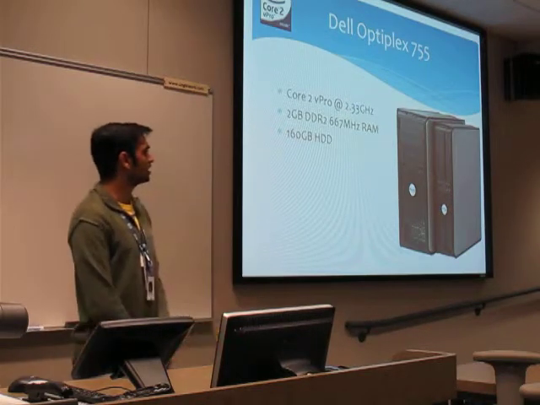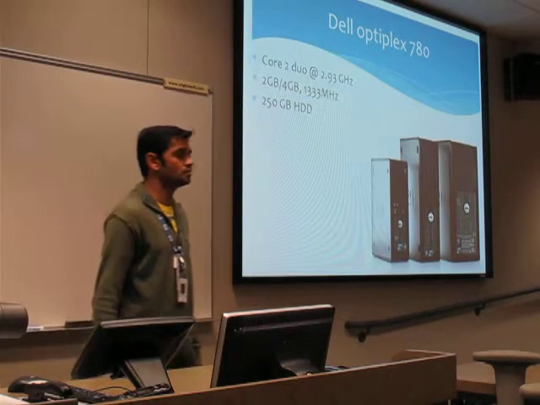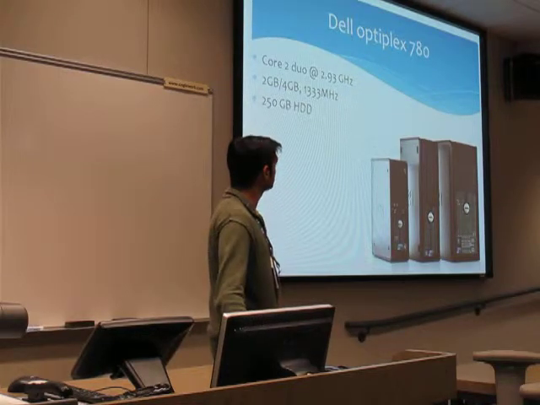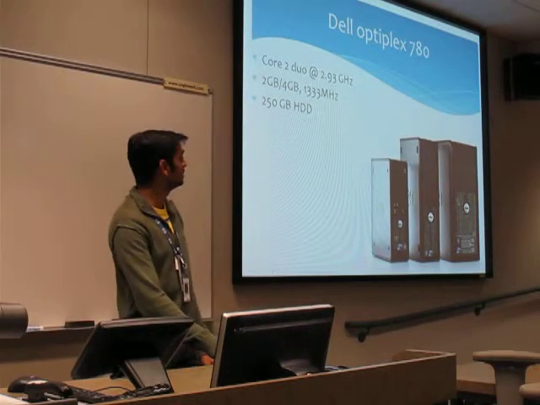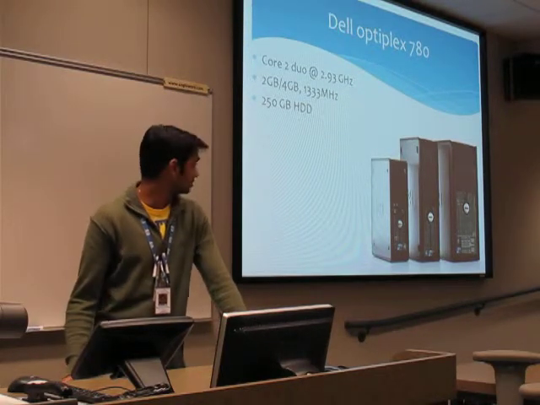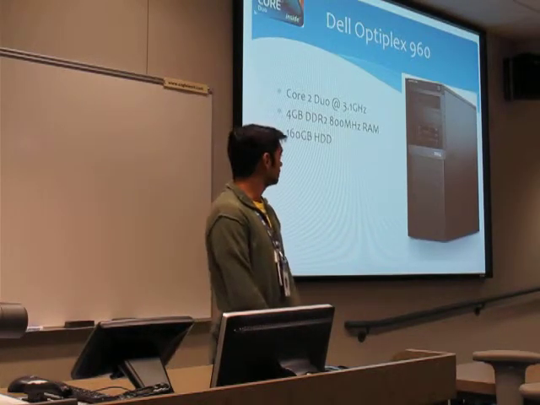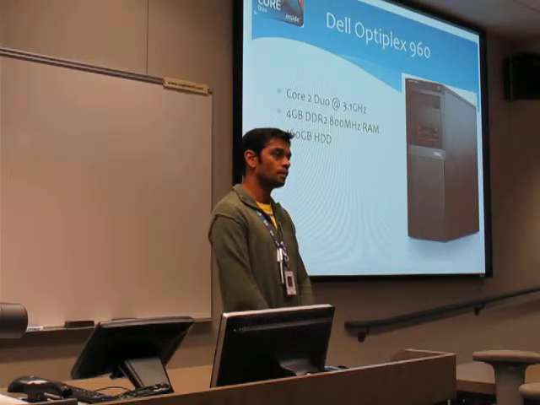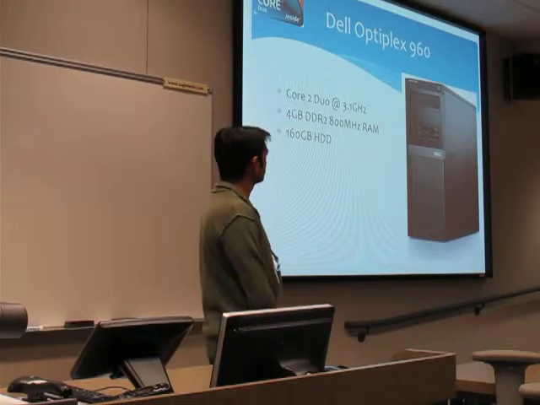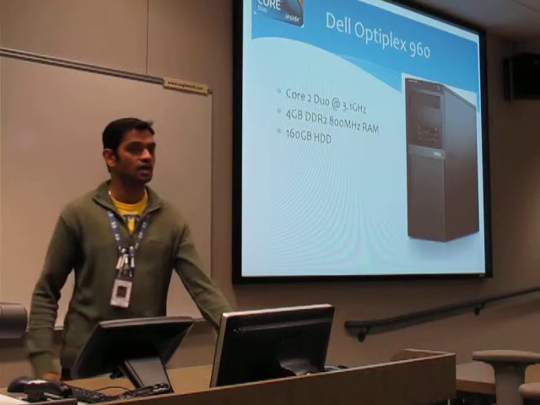The 755s have a 160 GB hard drive and 2 GB RAM. The 780s, the most common ones which we currently have, are Core 2 Duo computers. They have 2 GB or 4 GB RAM, and a hard drive capacity of almost 250 gigabytes. The 960 is most of the podium computers. Most of the faculty also have the 960. They have Windows 7, Core 2 Duo, 4 GB RAM and a 160 GB hard disk.